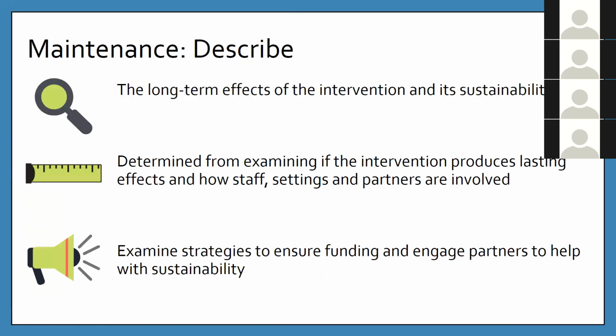And within the maintenance dimension, it's important to consider if there's adequate funding and partner engagement. And partner engagement can help raise community awareness, conduct ongoing outreach, promote sustainability, and identify and apply for new sources of funding.